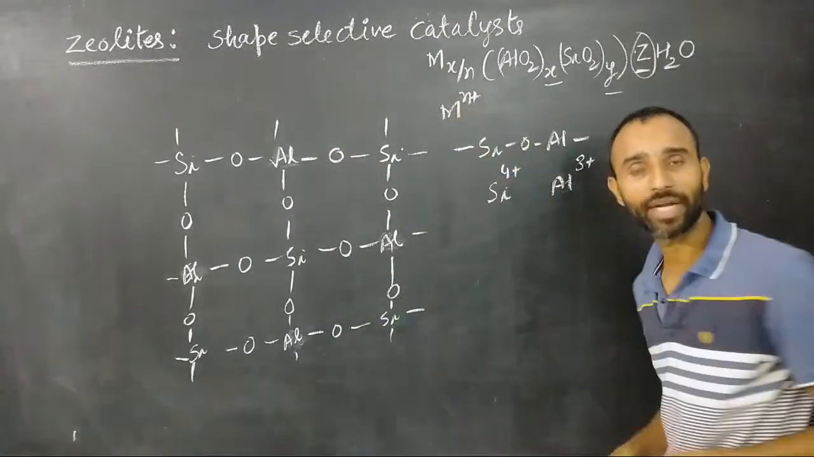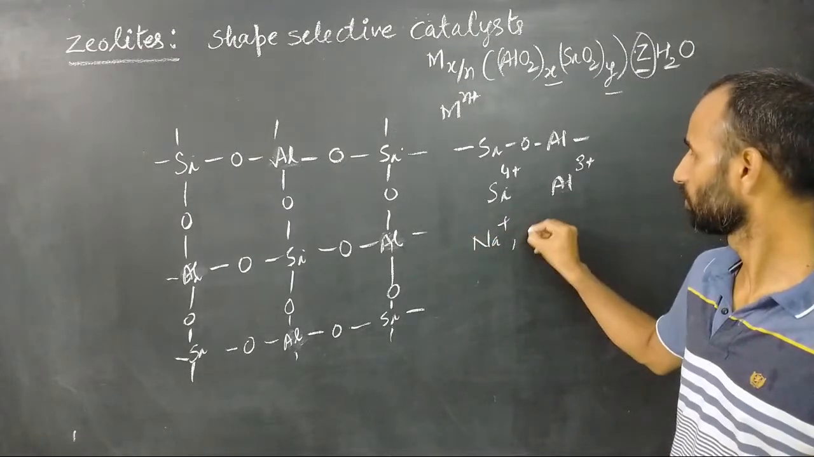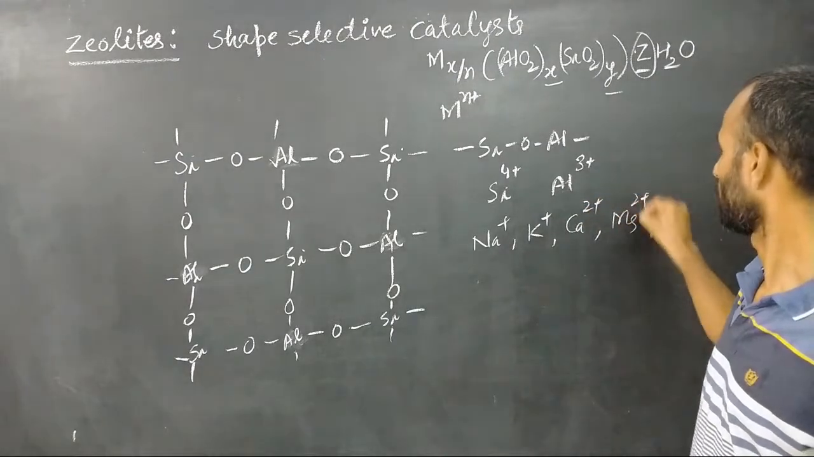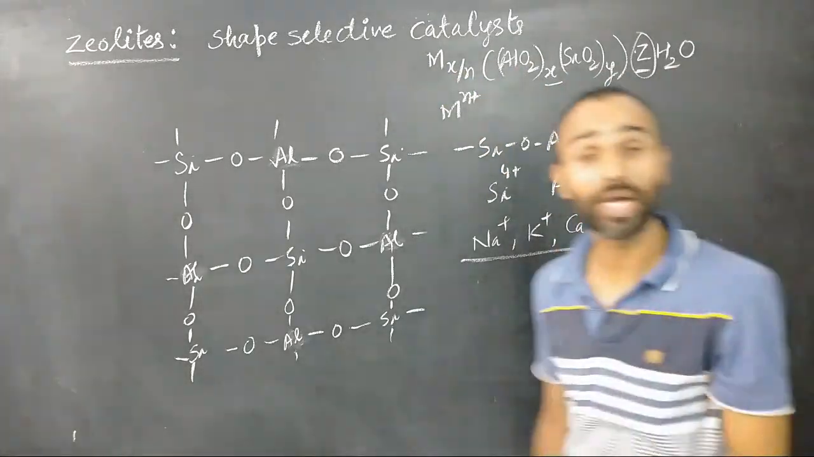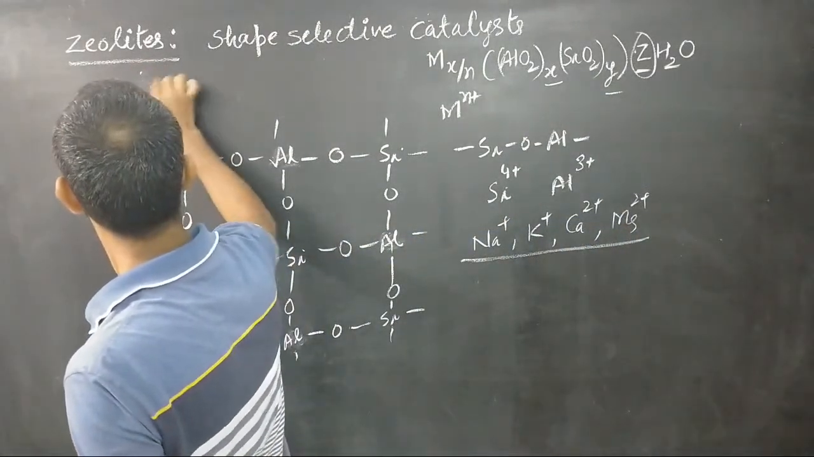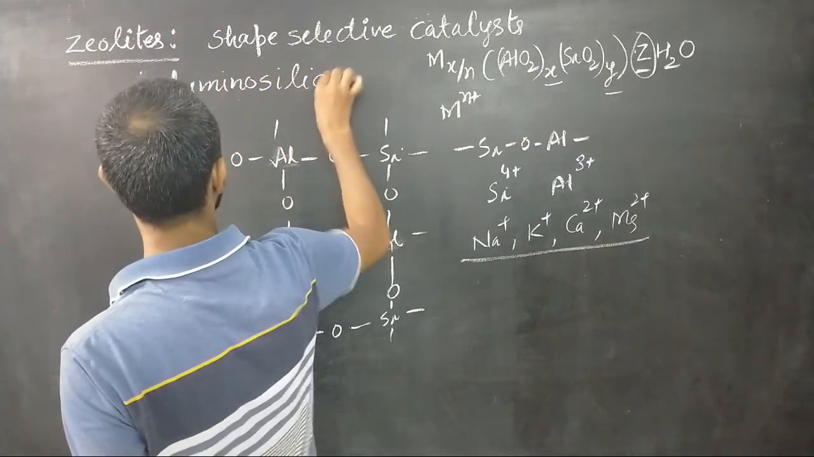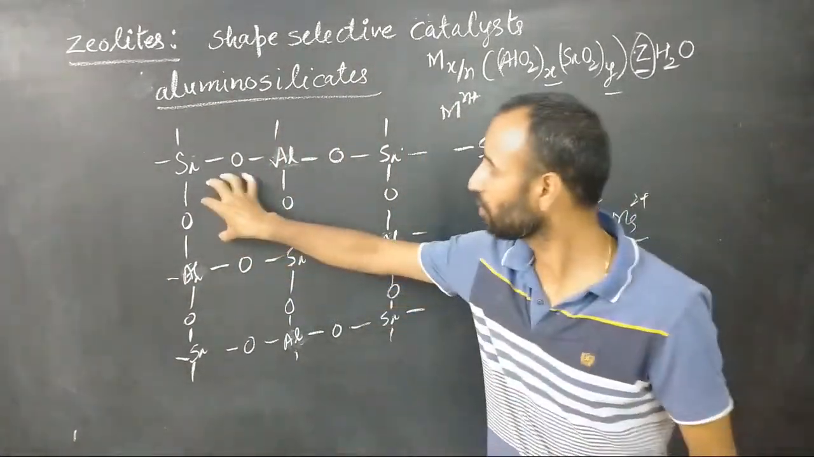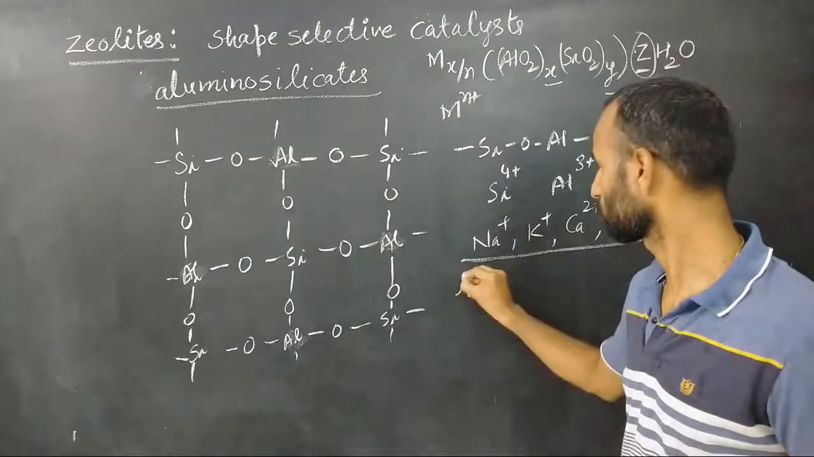it acquires negative charge, and to balance it, sodium, potassium, calcium, magnesium like ions are attached, right? So such are known as aluminosilicates. Actually zeolites are aluminosilicates. They are aluminosilicates and they have cage like structure. See, these are the cages, honeycomb like structure actually.